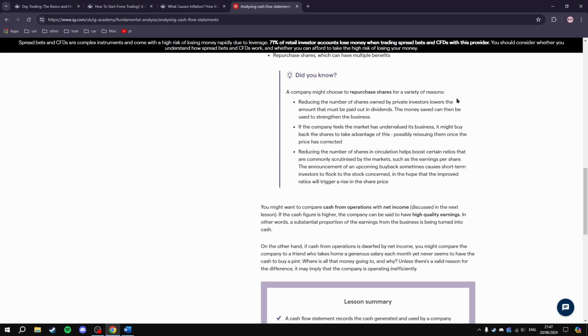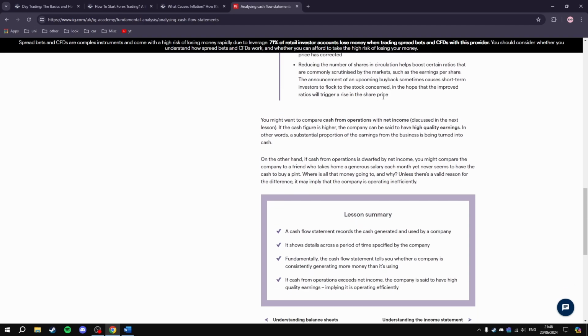And reducing the number of shares in circulation helps boost certain ratios that are commonly scrutinized by the markets, such as earnings per share. So the announcements of an upcoming payback or buyback sometimes cause short-term investors to flock to the stock concerned in the hope that the improved ratios will trigger a rise in the share price.